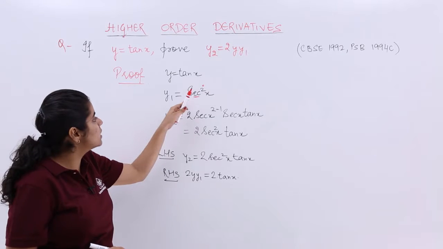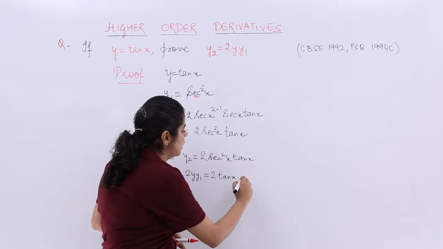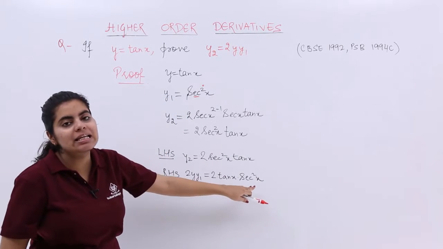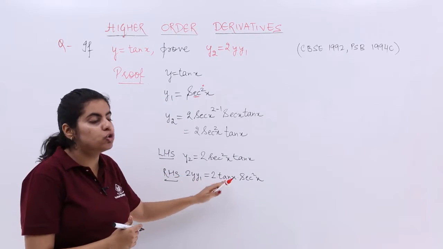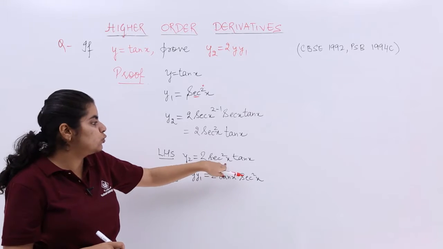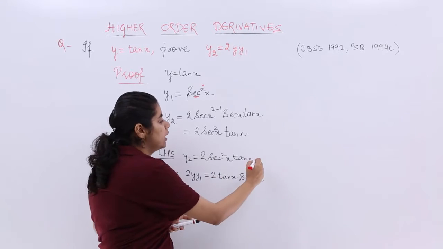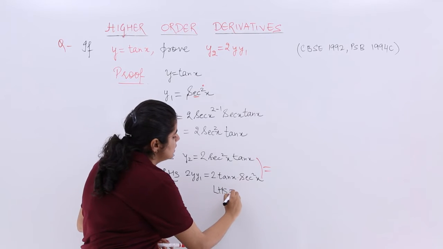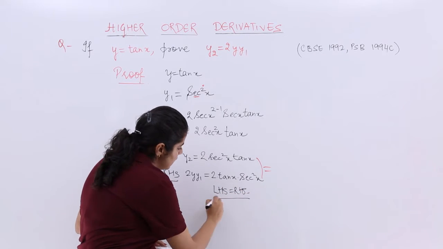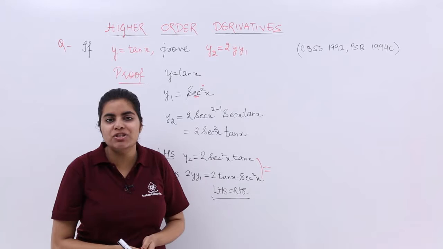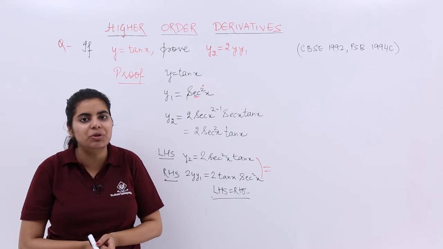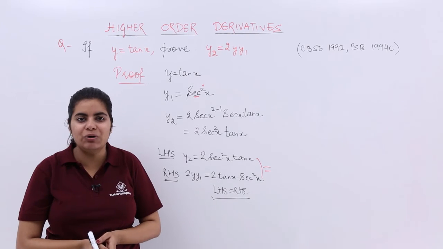y1. y1 is here. So it is secant square x. So that is 2 tan x secant square x, or 2 secant square x tan x. These both are equal. So I say that my LHS is equal to RHS and hence I have proved this question which was asked in the CBSE and state board examinations in the previous year based on higher order derivatives.